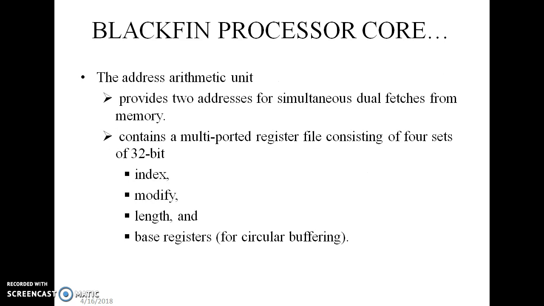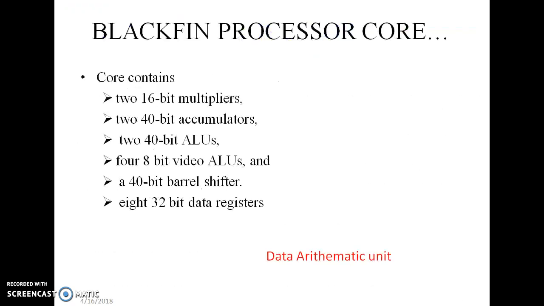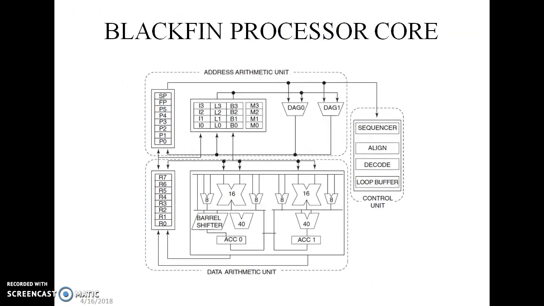The address arithmetic unit provides two addresses for simultaneous dual fetches from memory. It contains index, modify, length and base registers. So here we have several registers: I0 to I3 stand for index registers, L0 to L3 correspond to length registers, B0 to B3 correspond to base registers, and M0 to M3 correspond to modify registers.